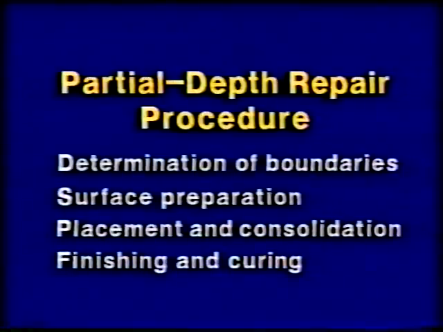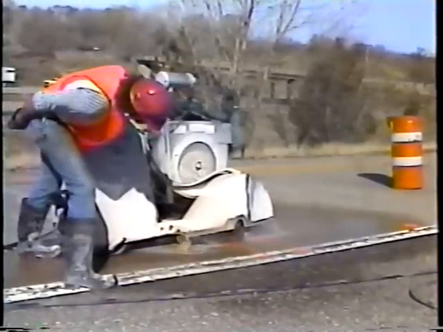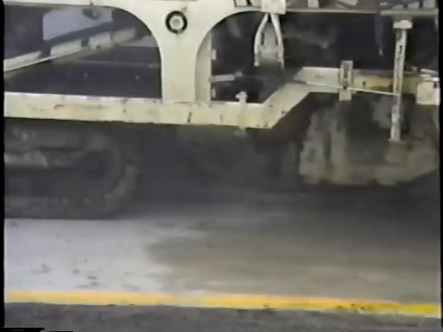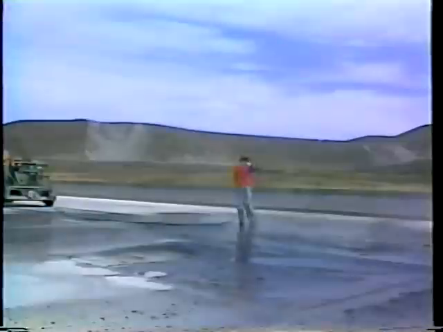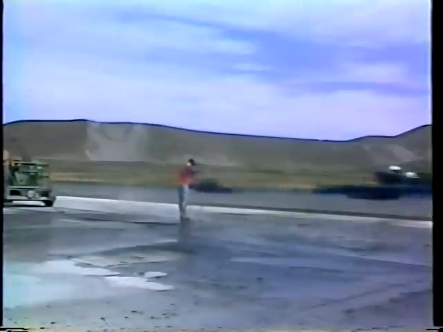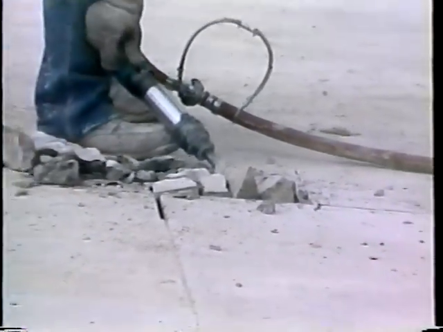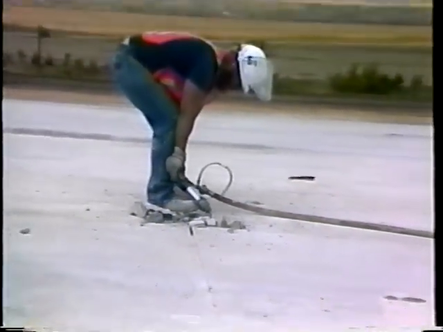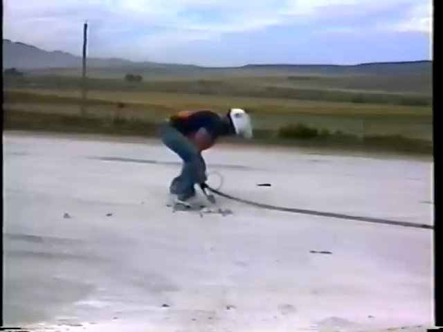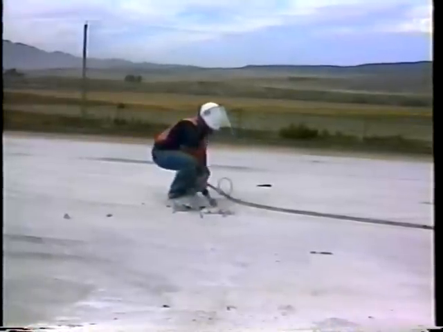That brings us to surface preparation. The deteriorated concrete can now be removed by sawing and chipping, cold milling, or water blasting. Regardless of which method is used, it's important that all unsound concrete be removed. The depth of removal, however, should not extend below the top third of the pavement. Deterioration extending any further may indicate the need for full depth repair.